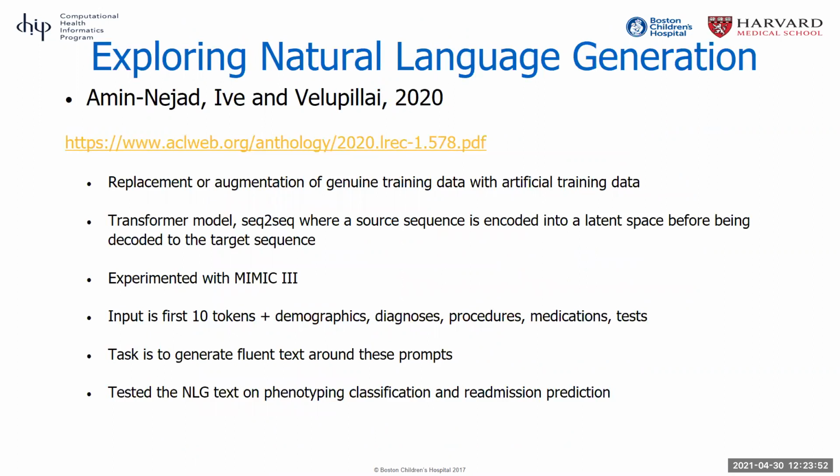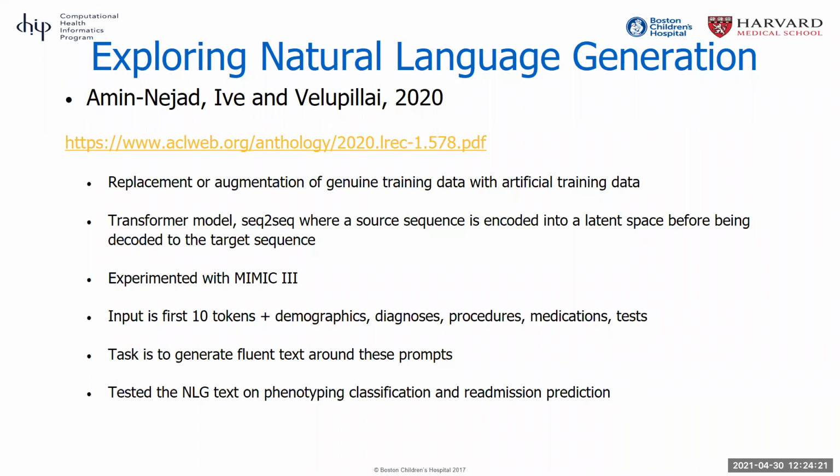So how do we deal with all these complexities? There is no simple answer at this point. There is this very interesting paper by our colleagues in London, and they explore natural language generation to create more data that then can be used to train models.